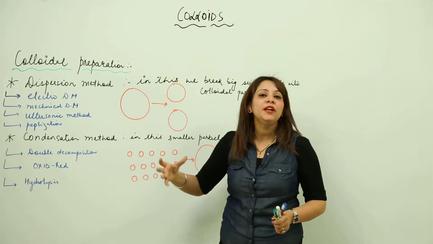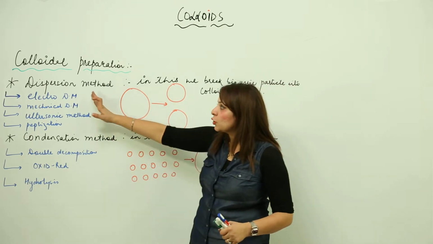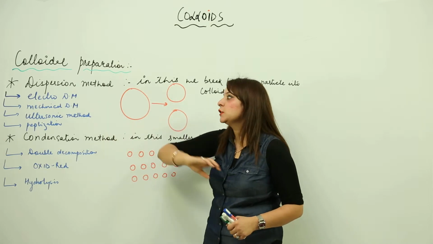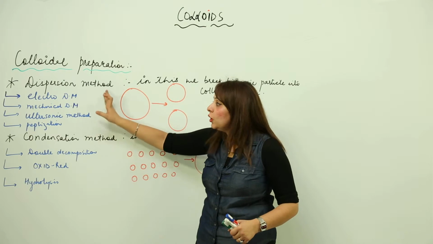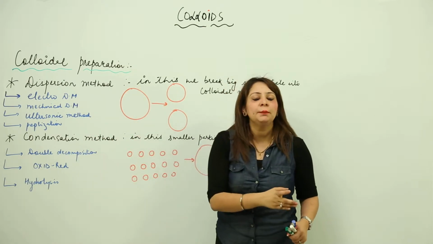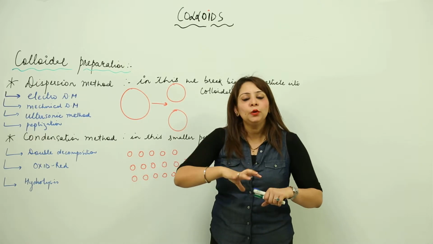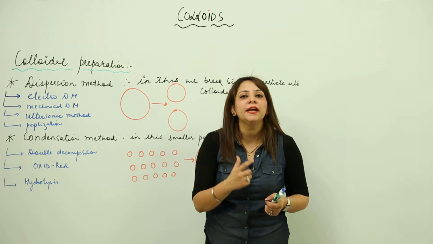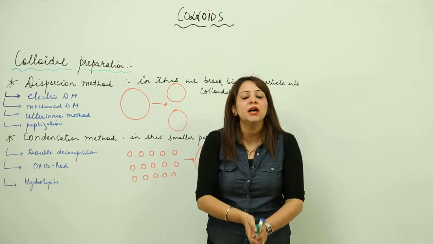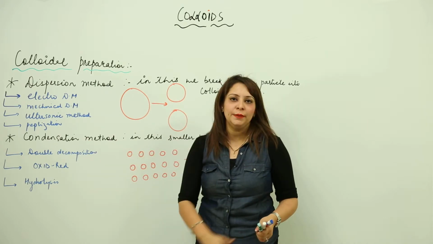For this we'll be employing different processes like the electrodispersion method, the mechanical dispersion method, the ultrasonic method and peptization. We can apply any of these four methods, but the basic thing behind them is that we are employing different techniques, but the basic remains the same: we are breaking a big particle into a particle of colloidal size. Second is the condensation method.